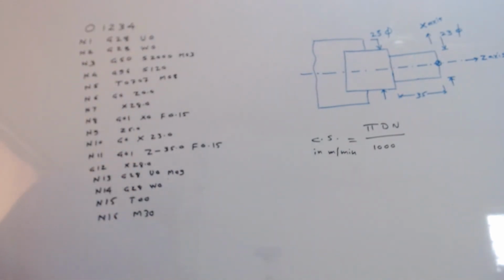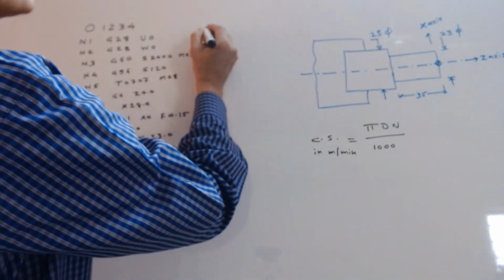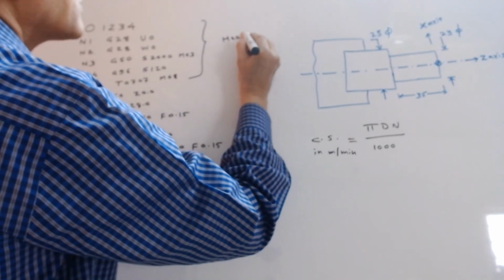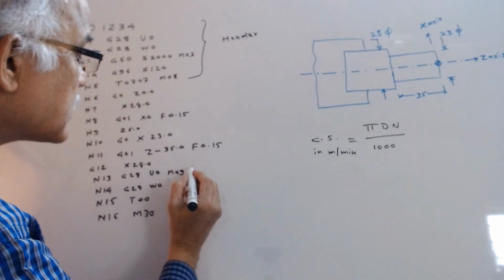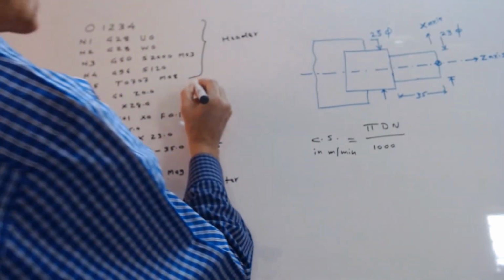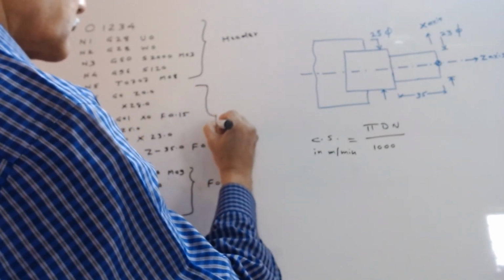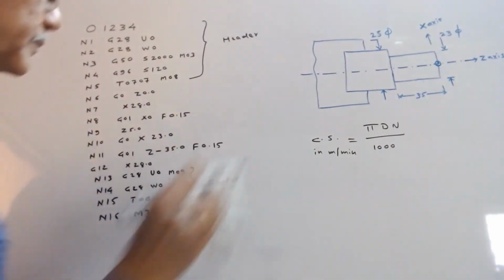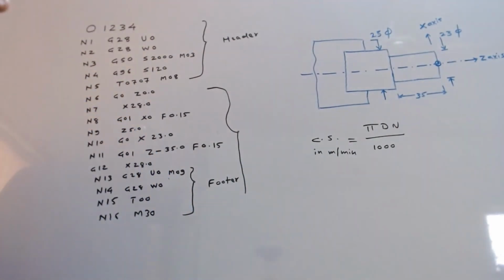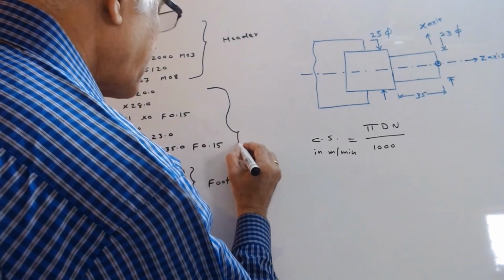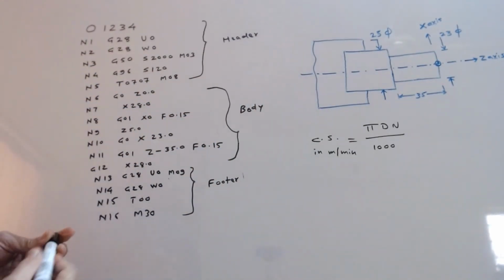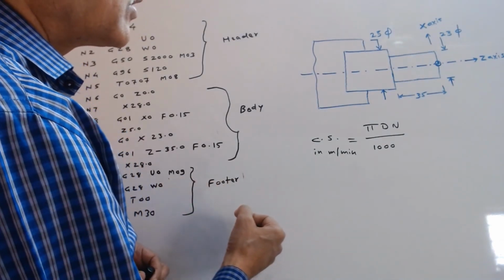So this is a simple program for machining. Here from this block to this block, this is the header of the program, and this is the footer of the program, and this portion is the body of the program. So this is a simple program. This is how we can make a CNC program on Fanuc OT control.